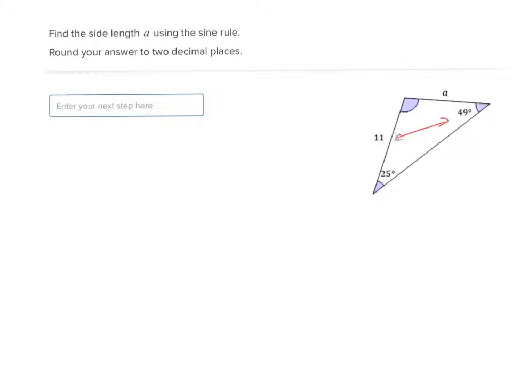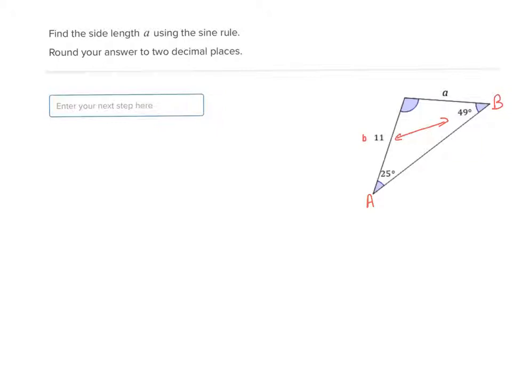pair of values. And by that I mean, if I call this angle B, then this is side B, and therefore they're what I call a pair. If I call this angle A, this is already called side A, and they're a pair as well. So I can work out A. So when we're talking about pairs of angles and side, that's where we're going to use the sine rule.